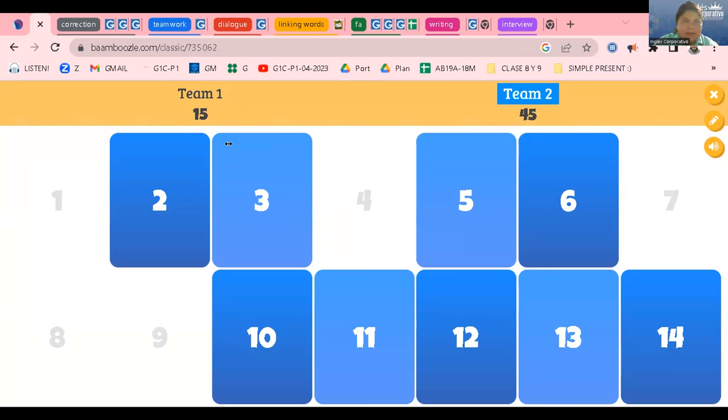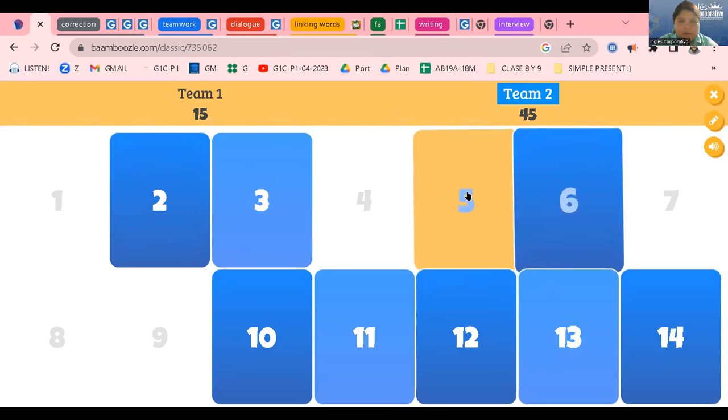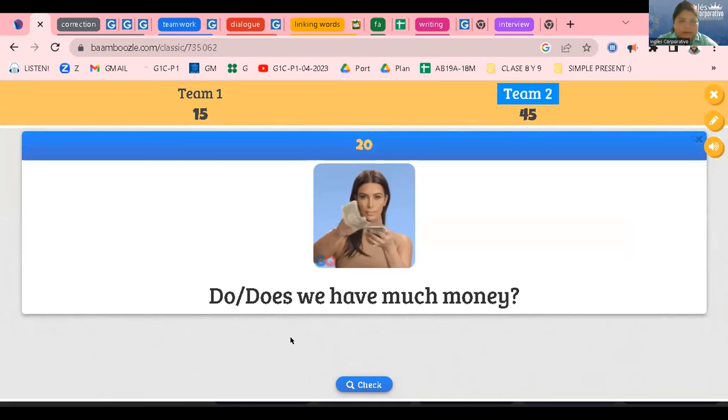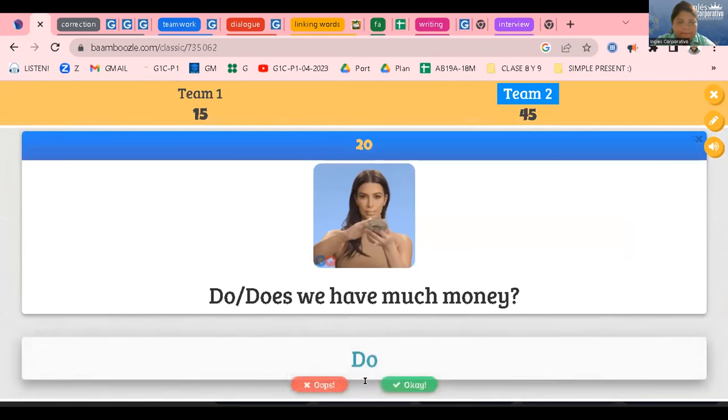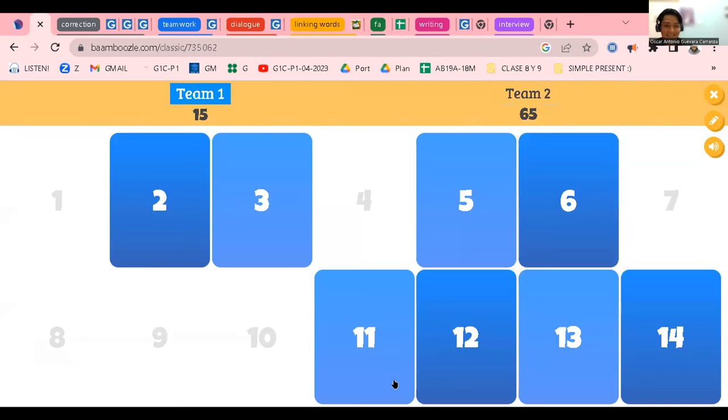Oscar, give me a number, Oscar. Number 10. Oh, no, pick another one. 2, 3, the ones in blue. 10, teacher. Oh, 10, sorry. Okay, 10. Okay, so which could be the correct auxiliary, do or does? What do you think? Do. Okay. Perfect. So do we have much money? Yes or no? No. Okay, no.